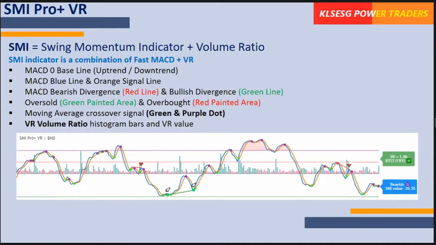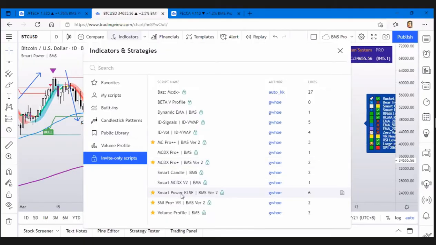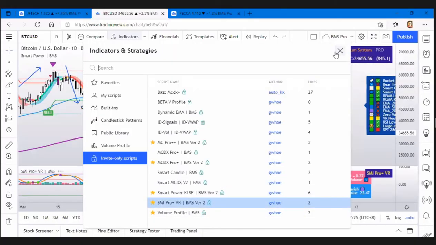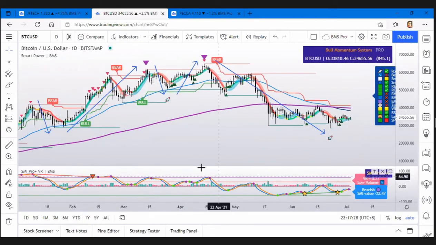So let's look at other indicators to complete everything. The SMI is a 2-in-1 indicator: the SMI swing momentum and the volume ratio. How to enable this is we go to the chart, indicators, swing momentum SMI Pro. Then this thing comes up. This is the SMI indicator, right?